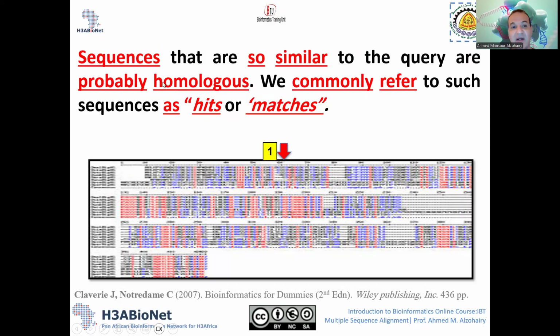So sequences that are very similar to the query are probably homologs. Of course, here we just say that usually sequences that are very similar to the query may be homologs, having the same ancestor.